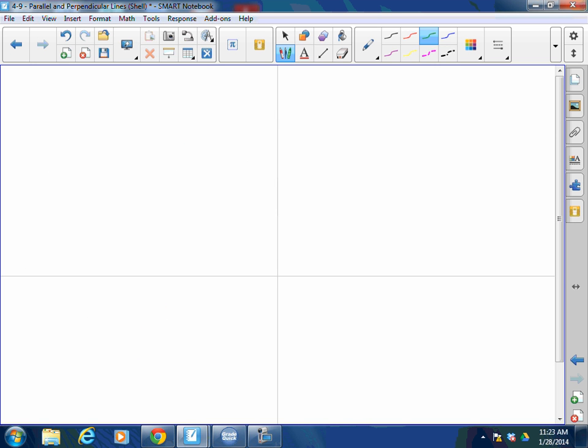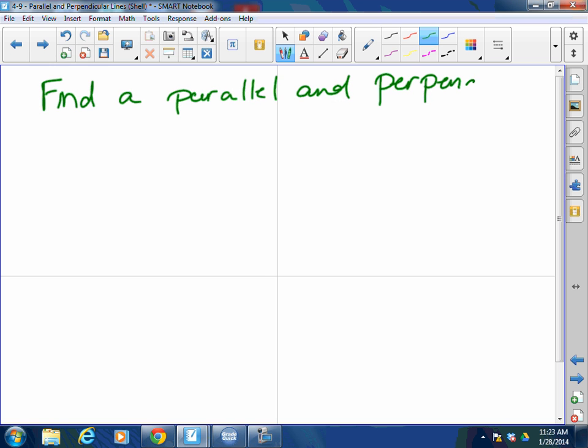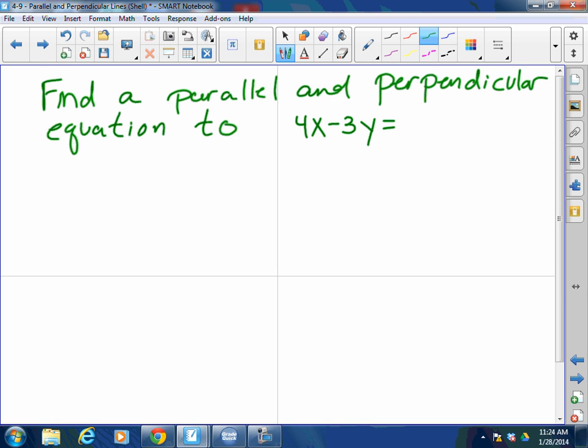All right, now, let me give you a little bit more of a complicated one. I want you to find a parallel and perpendicular equation to, let's say, 4x minus 3y equals 6, going through, I don't know, let's say negative 4, comma 5.